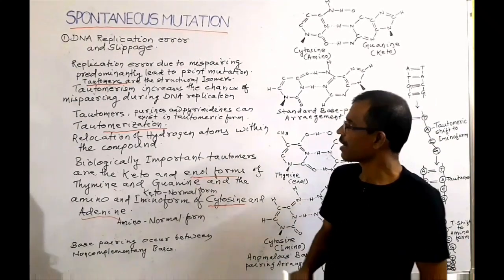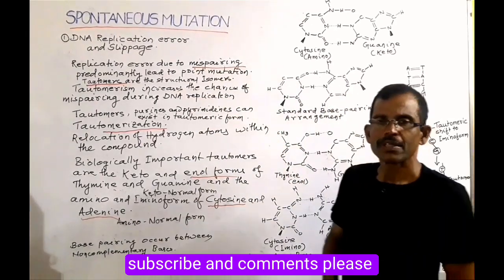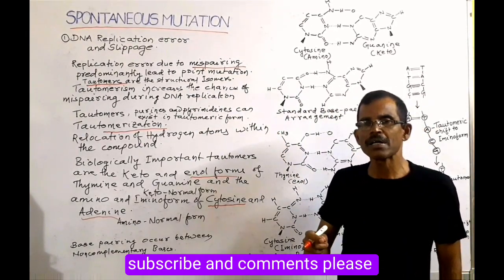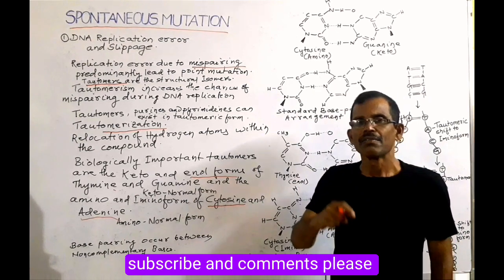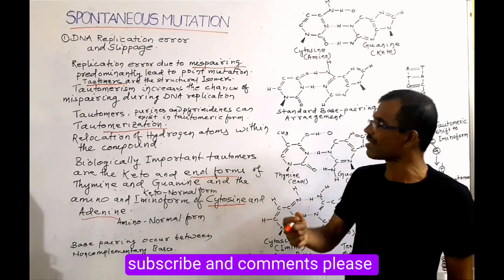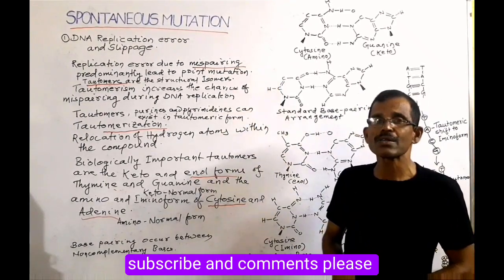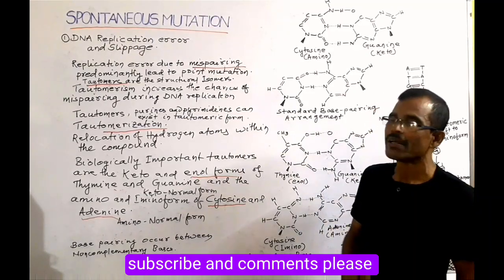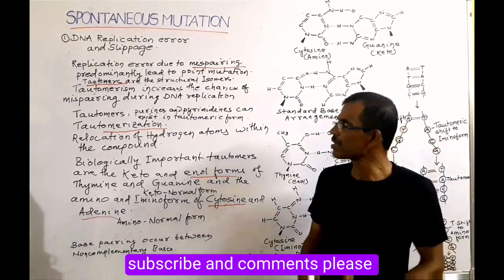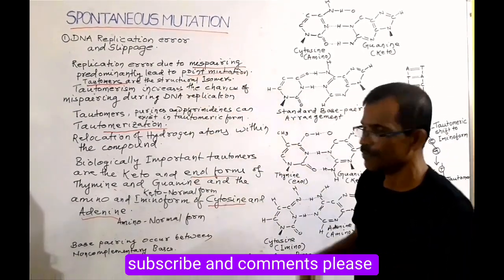Replication error can arise due to mispairing. The fact that both purines and pyrimidines exist in various structural isomeric forms increases the chance of mispairing during the process of DNA replication. Mispairing during the process of DNA replication predominantly leads to point mutation.